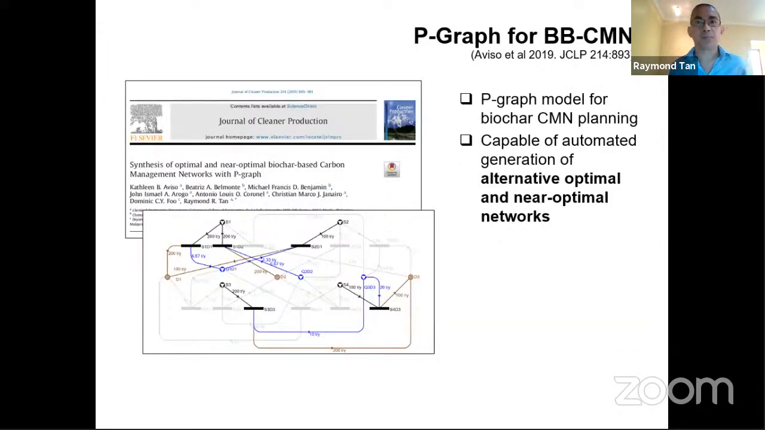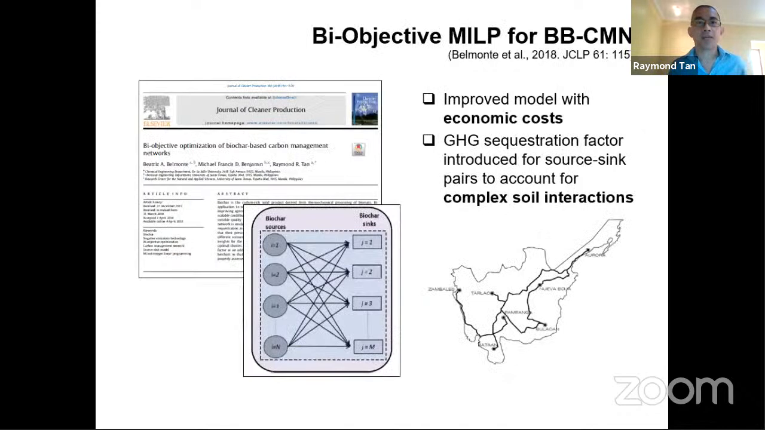And again, we've taken process graph models. These are graph theoretic model frameworks that were originally developed for plant design purposes, but we've shown that they can be used for network planning when you're trying to apply biochar to different agricultural plantations. And of course, we have extensions where we've looked at the economics in conjunction with the carbon management benefits.